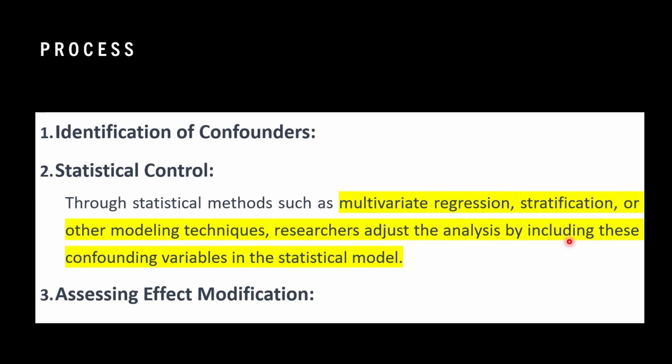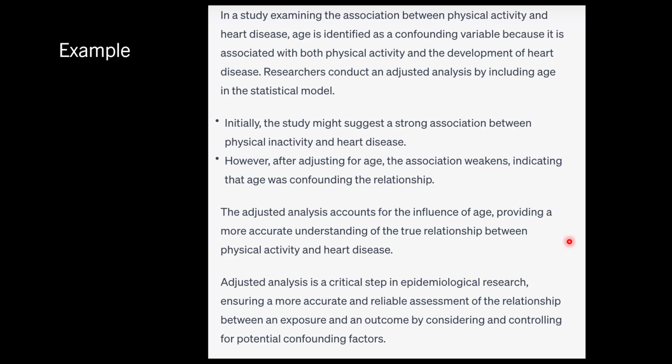So what is the process of adjusted analysis? You should identify the confounders, make a statistical control by multivariate analyses, and assess the effect modification. This is the last part of the second part of the lecture.